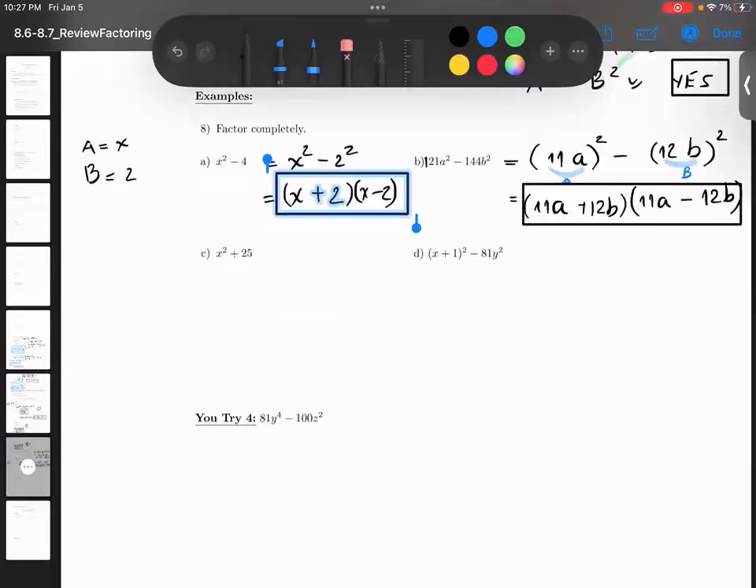What about x squared plus 25? Well, this one, prime, right? The best you can do is x squared plus 5 squared, and then you see that, oh, that's a squared plus b squared. That is prime.